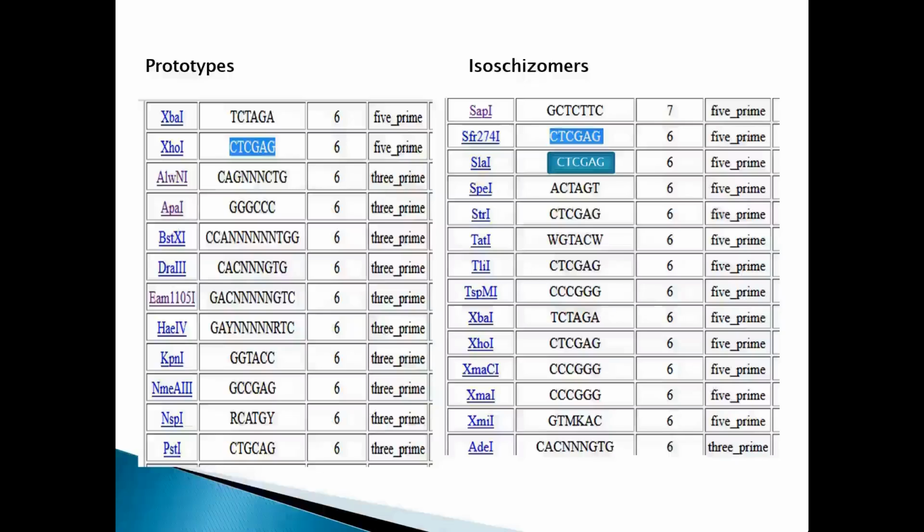Prototype is the term used to indicate the enzyme which is first identified for a particular recognition sequence. The other enzymes which are identified later having the same recognition sequence are called isoschizomers.